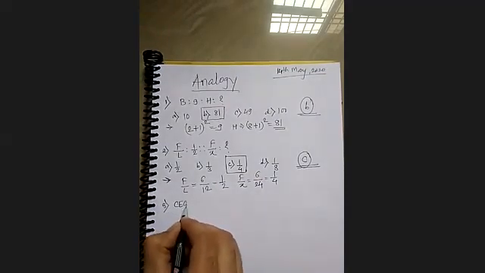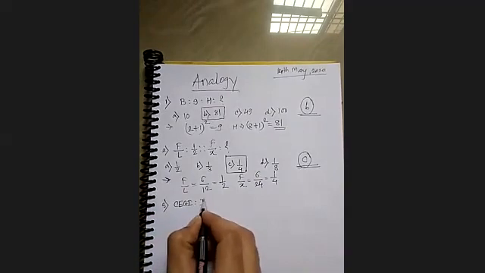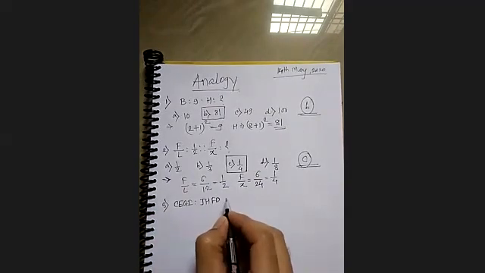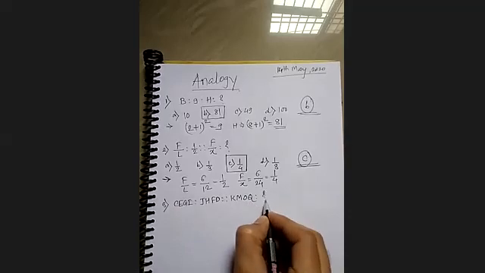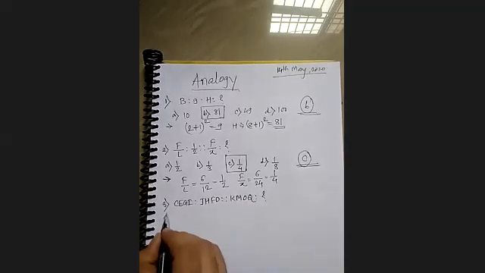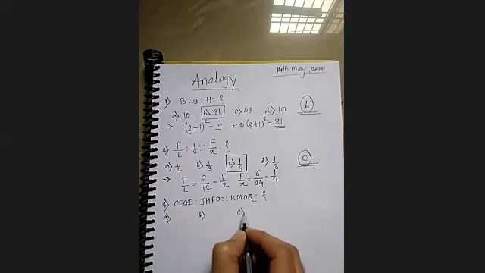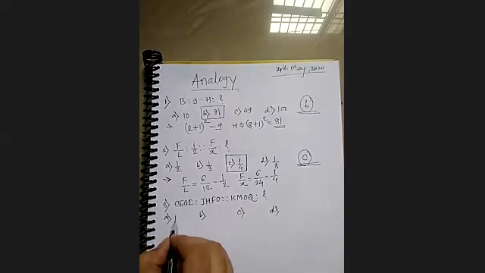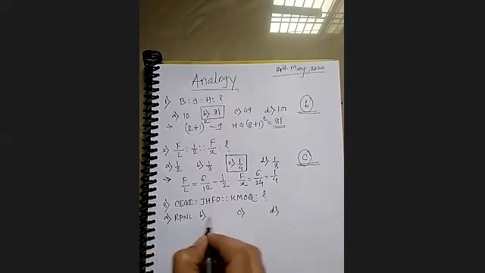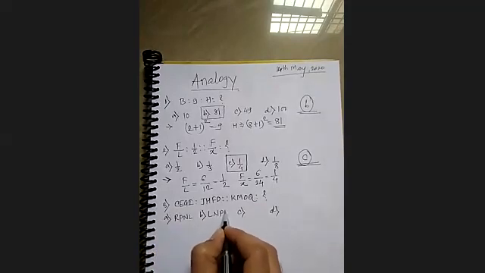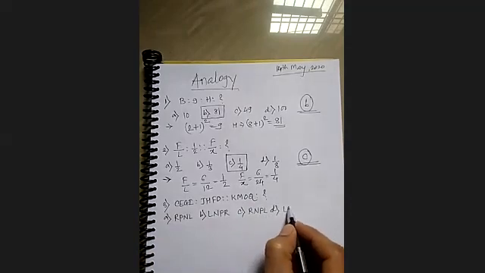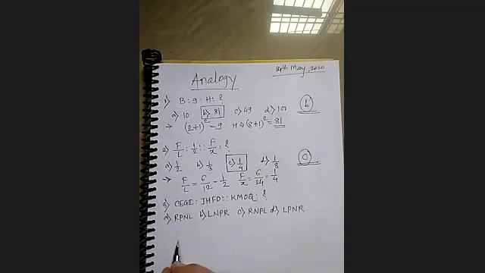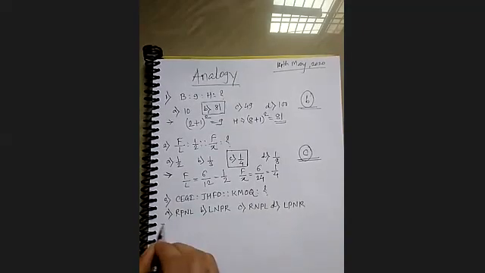CEGI is to JHFD, having KMOQ is what? Options are A, B, C, D. So RPNL, LNPR, RNPL, and LPNR. So these are the options.